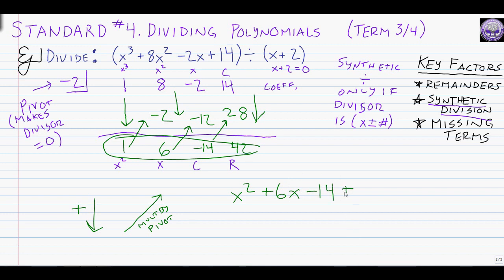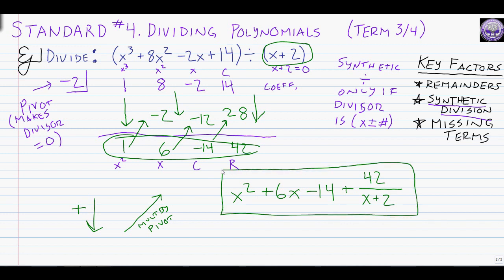To do that, we do just like before. We do plus our remainder, 42, over the divisor itself, and this was our divisor. So the divisor is x plus 2. And so our final quotient is that the quotient of x cubed plus 8x squared minus 2x plus 14 divided by x plus 2 is x squared plus 6x minus 14 plus 42 over x plus 2. This is a method that has to meet specific conditions. We can only use synthetic division if we have the right kind of divisor. But once we've got it, synthetic division lets us find our quotient just the same.